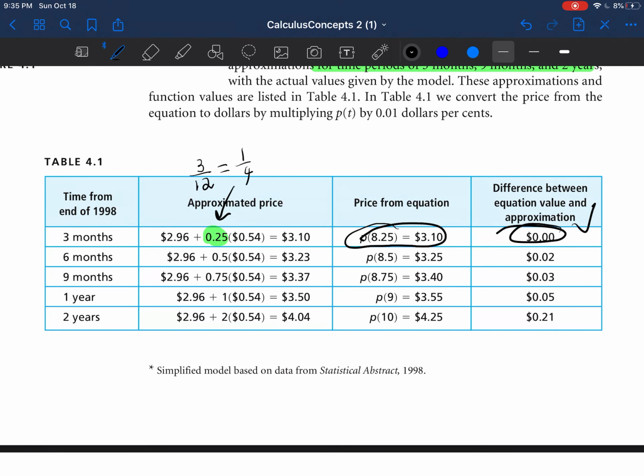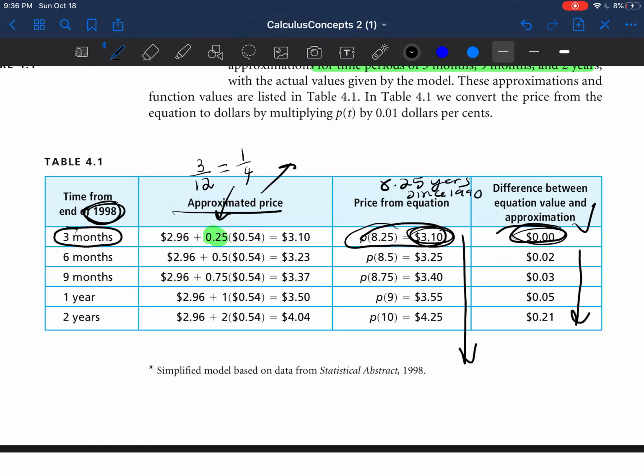So as we can say, this is 1/4. So this is 3 months from the end of 1998. You calculate the price from the equation. So 8.25 years since 1990. Get 310. Now let's use the approximated price, or the derivative, to calculate. It doesn't deviate, but the further time goes away, the more it's going to deviate because it's less accurate. Because remember, the derivative is the instantaneous rate of change. Okay.